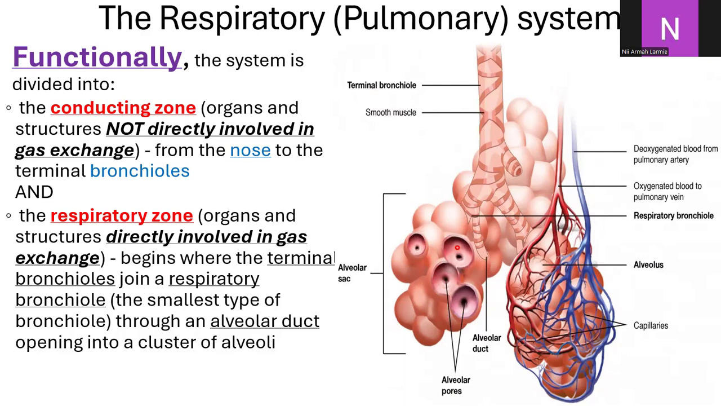So in other words, when we talk about the respiratory system, we can look at it through its anatomy and we can look at it through its function. And in both ways, we can look at two subdivisions.